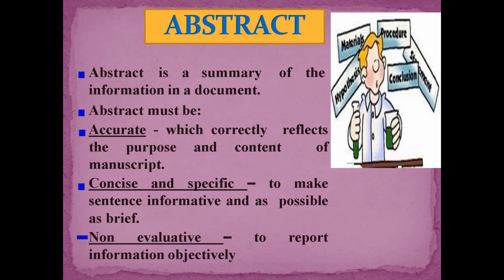As I told you, there is a limitation here. You cannot go more than one page for the abstract. You cannot write 5-6 pages. So it should be accurate and reflect the purpose and content. You should go directly to the point. No long sentences, or sentences which give very vague, non-specific information, should be used in the abstract. It should be concise and specific to make sentences informative and as brief as possible. And also it should be non-evaluative, to report information objectively.